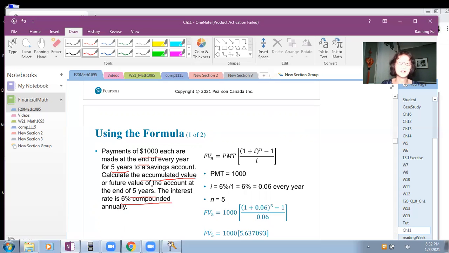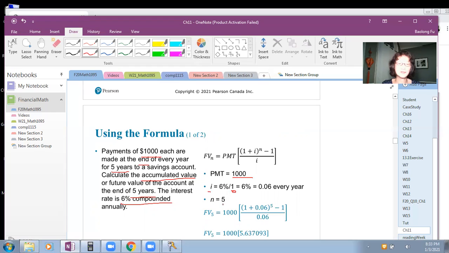So when you use the formula, PMT represents periodic payment, that is 1,000. I, periodic interest, is 6% divided by 1 because compounded annually. If it is compounded semi-annually, you have to divide by 2 here. If the interest is compounded quarterly, you divide by 4. And if the interest is compounded monthly, you divide by 12. So that I represents periodic interest.